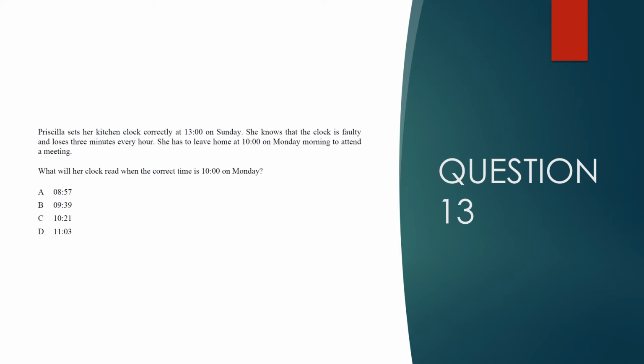All right, so let's move to the next question. Question 13. They are saying that Priscilla set her clock correctly at 13 o'clock, or 1 o'clock, on a Sunday.